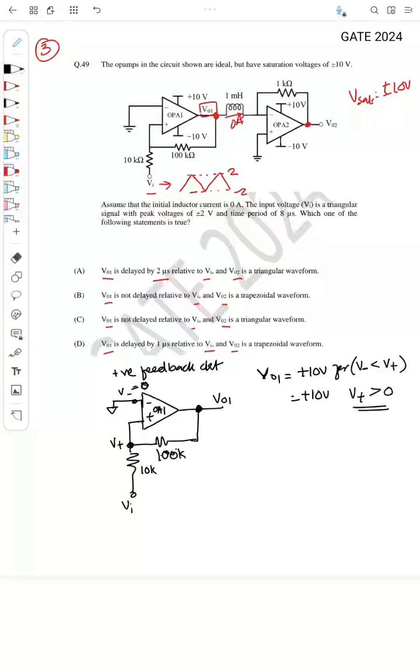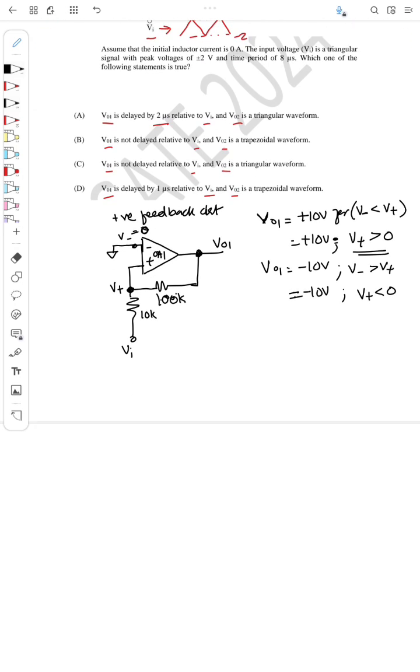So whenever this V plus voltage is greater than 0 volt, it will be plus 10 volt, and V01 will be equal to minus 10 volt, that is, V01 will go to minus 10 volt when V minus is greater than V plus, or I can write minus 10 volt when V plus is less than 0, right? So what we will do is we will find what is this V plus.